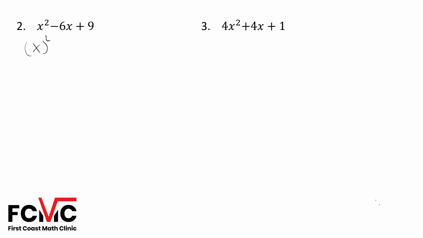We can square x. So that's our a squared. What can we square to get 9? We can square 3. Actually, that should be a 2. So that's our b squared. So a is x, b is 3.